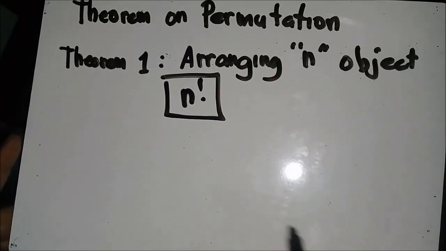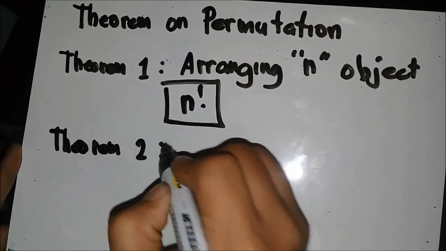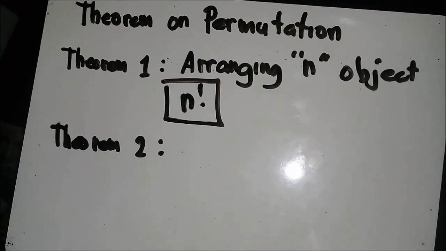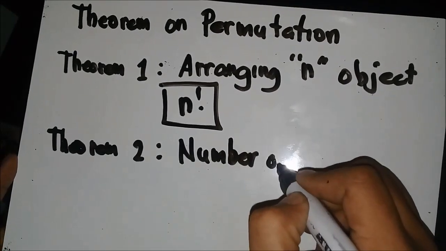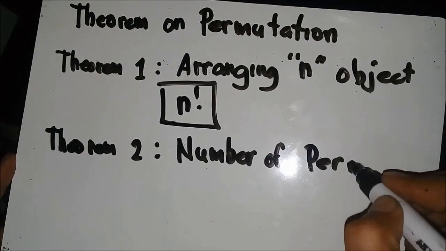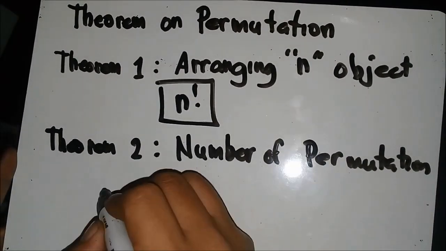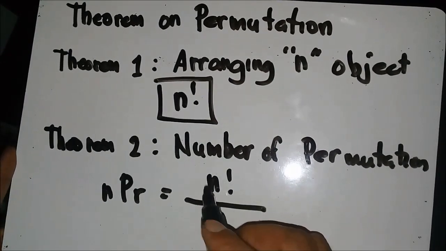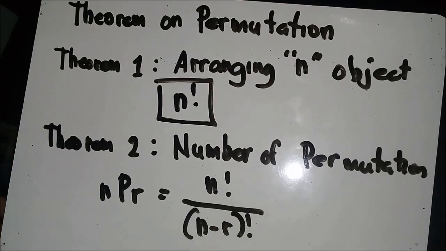Theorem number 2. So in theorem number 2, we are having the number of permutations of n objects taken r at a time. The formula is n factorial over the quantity n minus r, factorial.